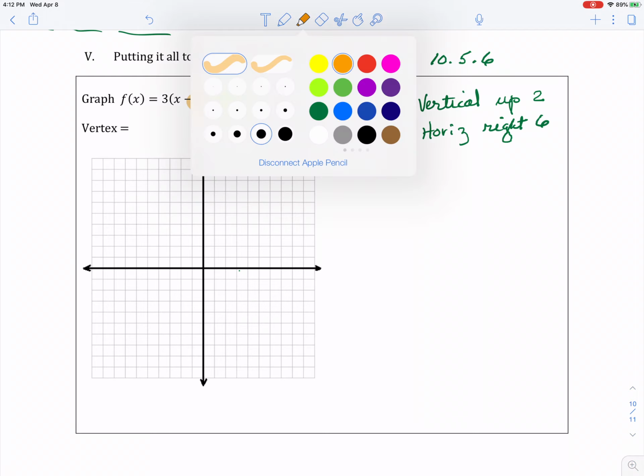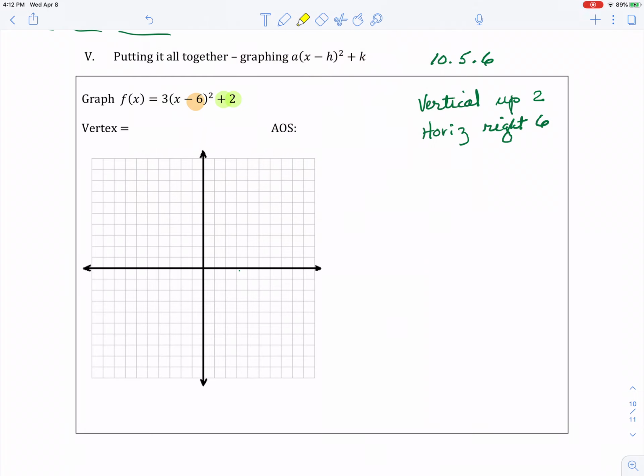And finally, let's see, what other color do I want to use? I guess I'll use this yellow. This +3 out here in front is going to cause this parabola to open up, and it's going to be more narrow because the absolute value of 3 is greater than 1.